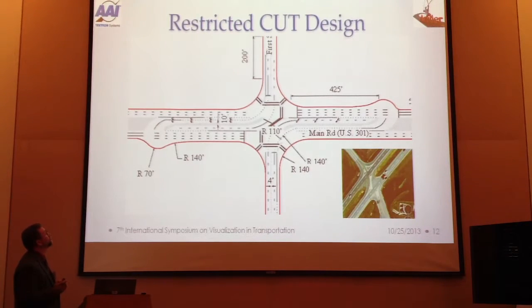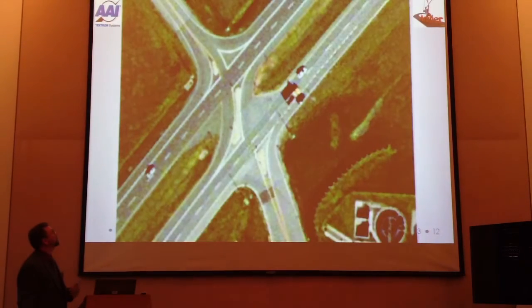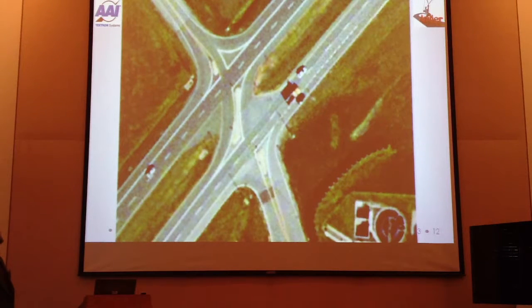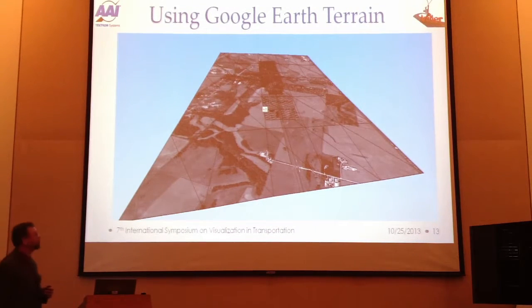If you saw Wei's presentation, initially a lot of people were against this. They wanted a much bigger, more expensive interchange instead. If you're not familiar with an ARCUT design, here's a quick overview of the left turn, the U-turn here, restricting the crossroad traffic here.